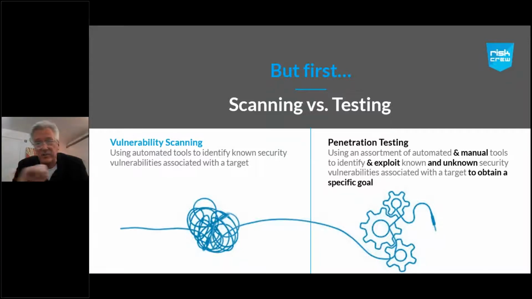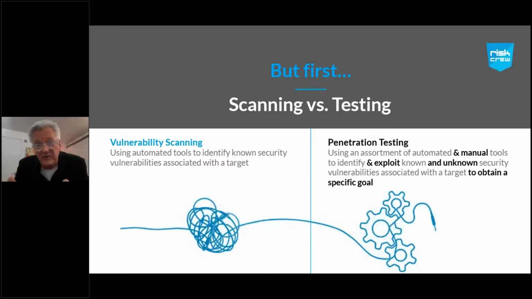Penetration testing, something completely different. Think of apples and watermelons. Maybe they are in the same food group, but completely two different animals. A pen test is using an assortment of both automated and manual tools to identify and exploit both known and unknown vulnerabilities. And this is all done associated with a target to obtain a specific goal.